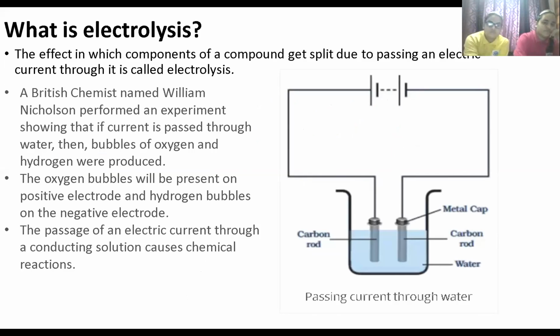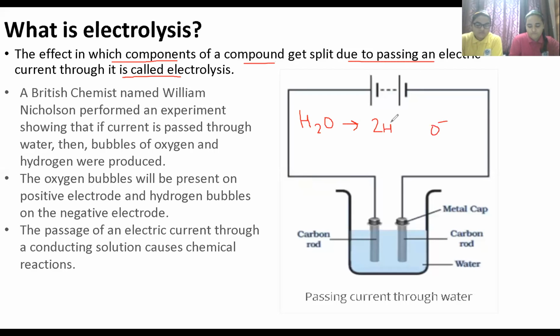Now the next one is, what is electrolysis? What do we mean by electrolysis? The effect in which the components of a compound get split due to passing of an electric current through it is called electrolysis. For example, we just saw that if we take water as a liquid, water gets separated into what? Hydrogen and oxygen, correct? It gets separated into hydrogen and oxygen. So this is the splitting of components of a liquid.